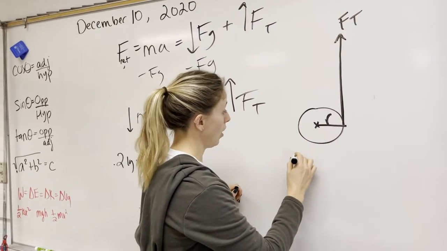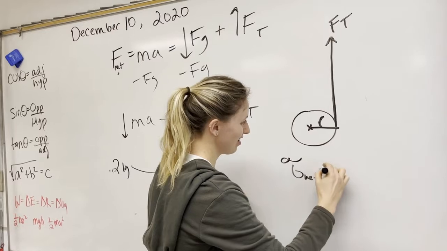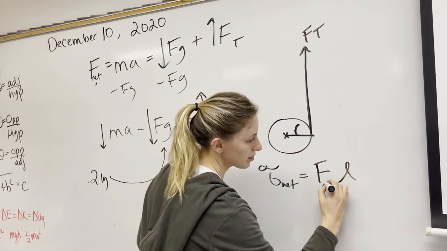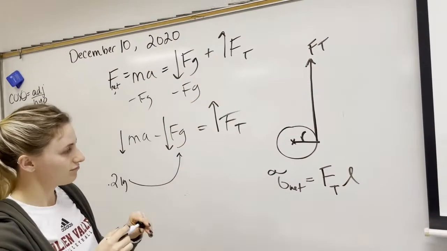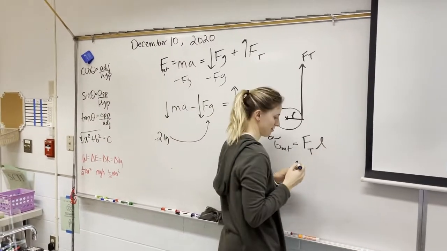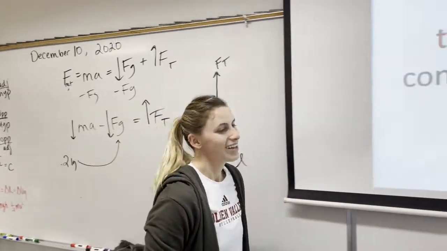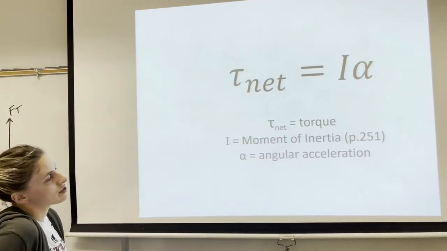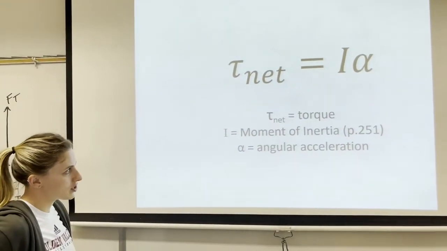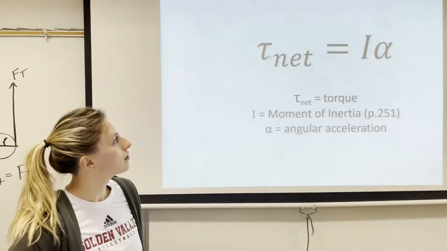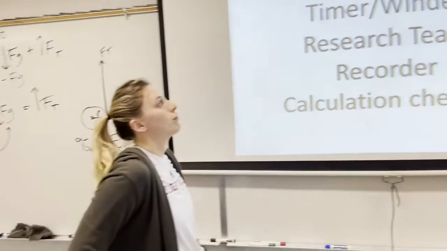And what do you call a twisting force? A torque. Torque equals force, what kind of force? The tension. And the lever arm would be the radius. L equals r. So our net torque equals the moment of inertia times the angular acceleration, and we are asking you to find the moment of inertia.